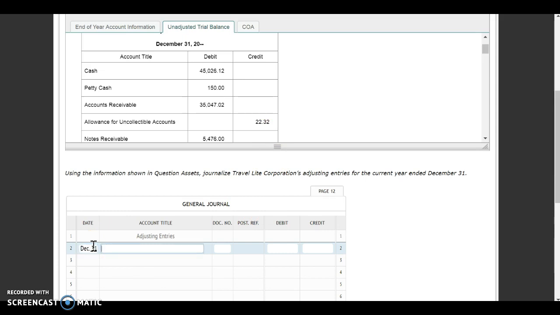Okay, with my adjustment, remember I'm going to debit my expense account. So uncollectible accounts expense. I don't have a document number since it's an adjusting entry. And I'm going to debit for the amount we just figured out, $3,675. All right, so once we debit the uncollectible accounts expense, we need to credit allowance for uncollectible accounts. And we'll credit for the same amount, $3,675.